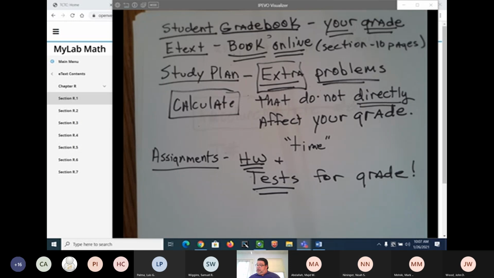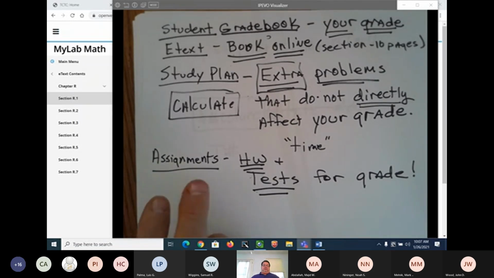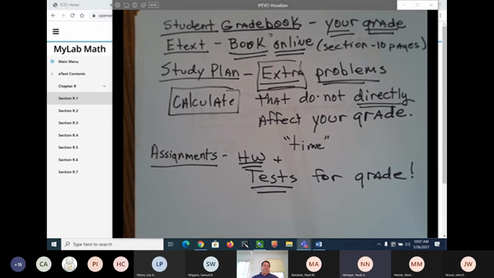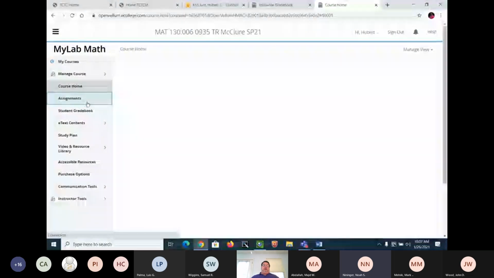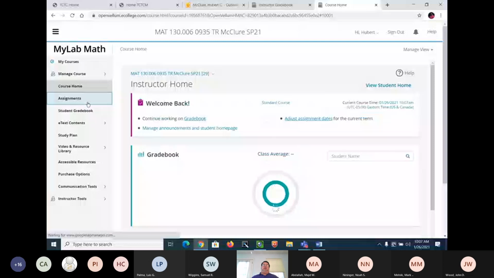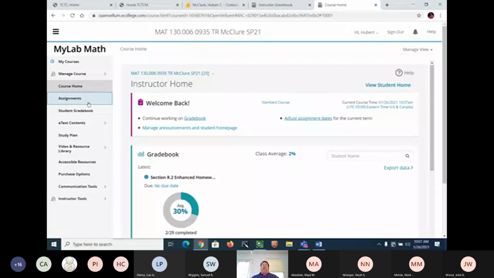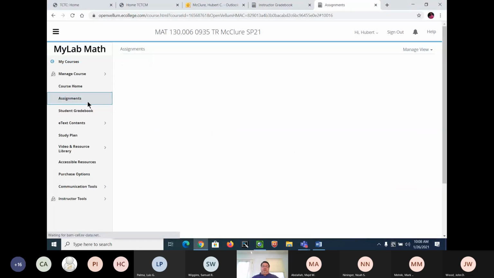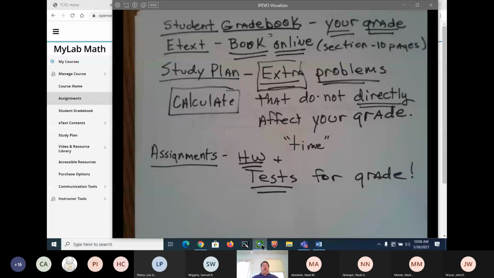So, calculate and assignments. What do you think assignments are? Do I get emails that say, where is the homework? Yes. I will get an email probably next week, and the student will ask me, where is the homework? There is the homework. I've already set it for you. There's the homework right there. Homework and test. That's what I test you on. That's what makes up the grade in this class. The homework and the test.